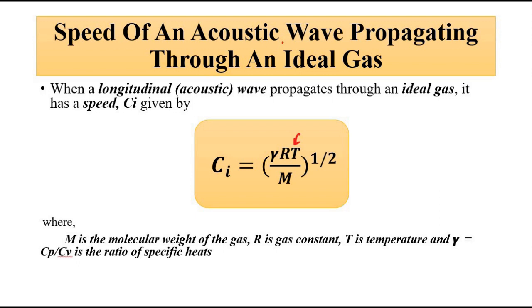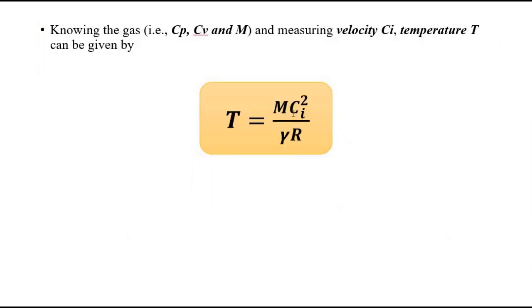Gamma is the ratio of specific heats, that is the amount of heat required to raise the temperature of 1 gram of a substance through 1 degree Celsius at constant pressure and constant volume. Specific heat at constant pressure and constant volume, that ratio is gamma. R is the gas constant, M is the molecular weight of the gas, and T is the surrounding temperature, the environment, the point where the sensor is placed. So from this we can calculate the temperature.